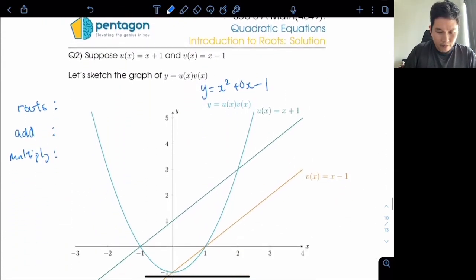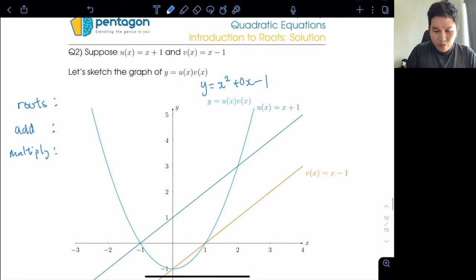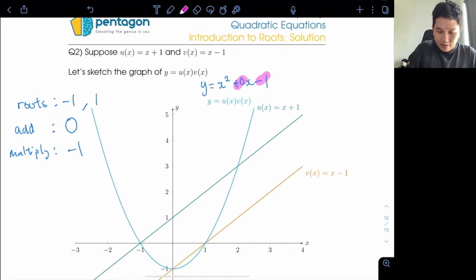Question number 2 was x squared minus 1, but I've rewritten it so that you can see it's x squared plus 0x minus 1. So now let's write down the roots. The roots are negative 1 and 1. If I add them together, I'll actually get 0. And if I multiply them together, I'll get negative 1, which is exactly here. 0 and negative 1.